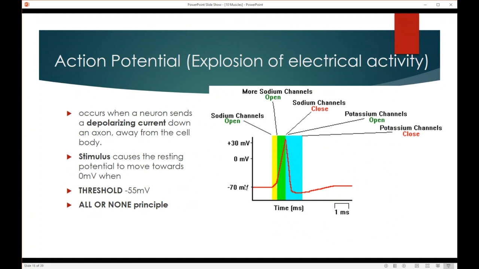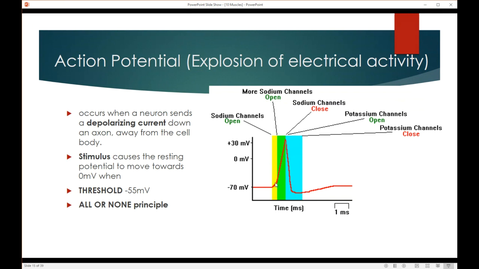Okay, so here I am resting at about negative 70 millivolts. Okay, so we get this depolarizing current, or we get a binding. Okay, so we get those sodium channels open. So remember, we had to bind to those ligand-gated sodium channels. And when I bind to those ligand-gated sodium channels, my sodium is going to move into the cell, right? Because it's attracted to that negatively charged protein. And sometime around negative 55 millivolts, that's this part right here, negative 55 millivolts is threshold.